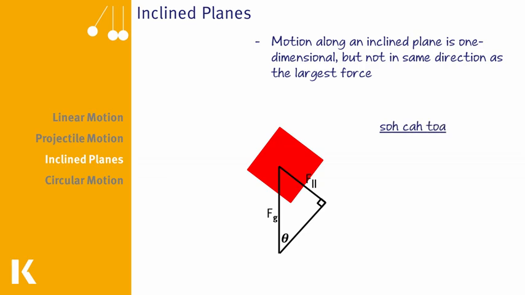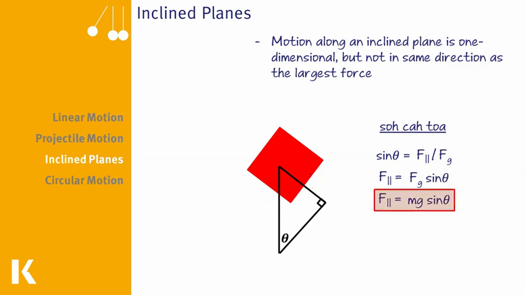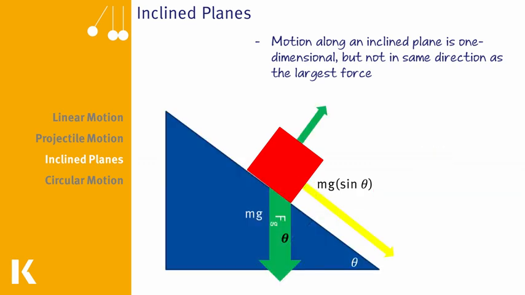Applying good old SOHCAHTOA again, we see that we need to use the sine of our known angle as it incorporates both FG and F parallel to the surface of the plane. Rearranging that trusty old formula and subbing mass times gravity in for FG, we see that the component of gravity pointing down the incline can always be found with mg sine theta, if the angle of the incline is known. To find the normal force, we apply similar principles. If you are asked to solve for the normal force instead, it is found using the formula mg cosine theta.